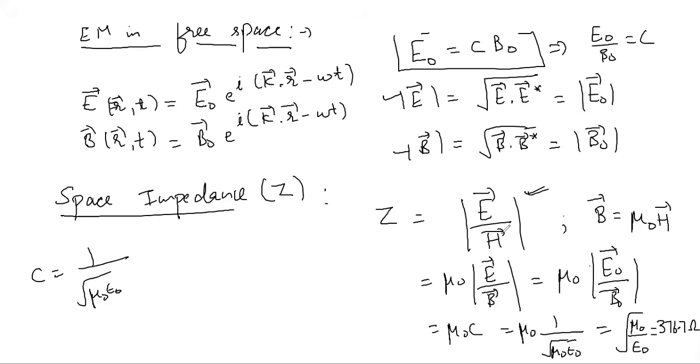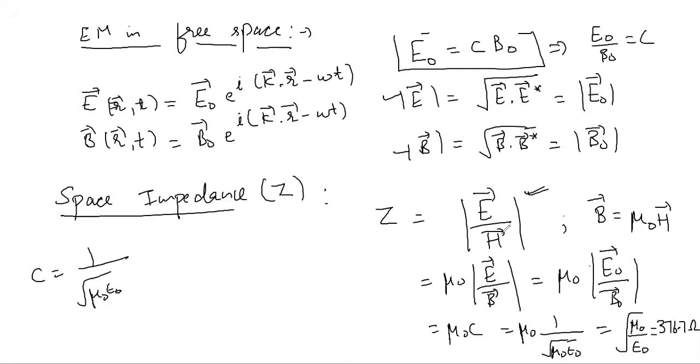One, if your E is equal to 0. If your numerator is 0, then Z is equal to 0. But if your numerator is 0, then your E is 0. You will simply have the magnetic field, and this will not be electromagnetism, because in electromagnetism you need to have both electric as well as magnetic oscillating fields. So your E cannot be equal to 0.